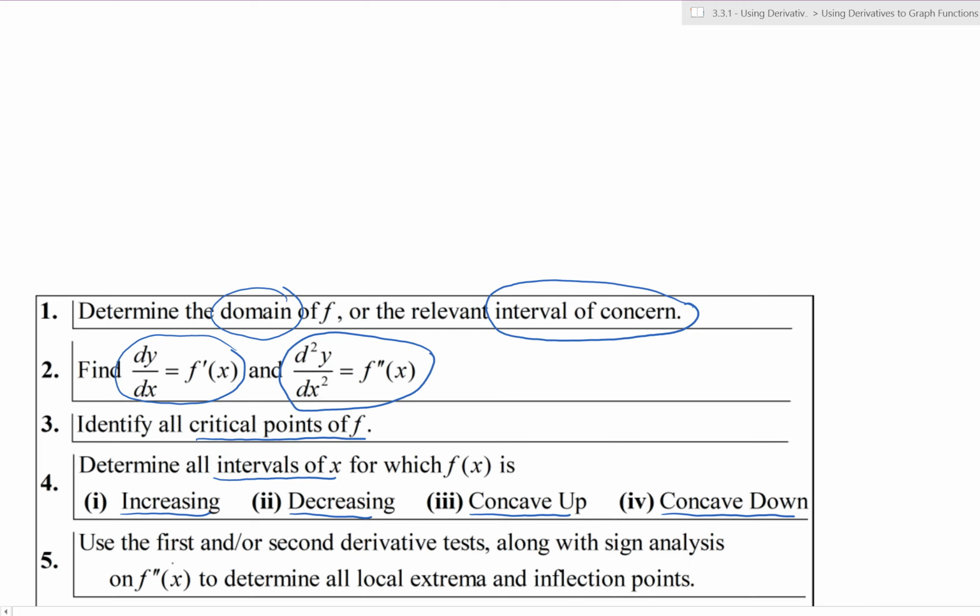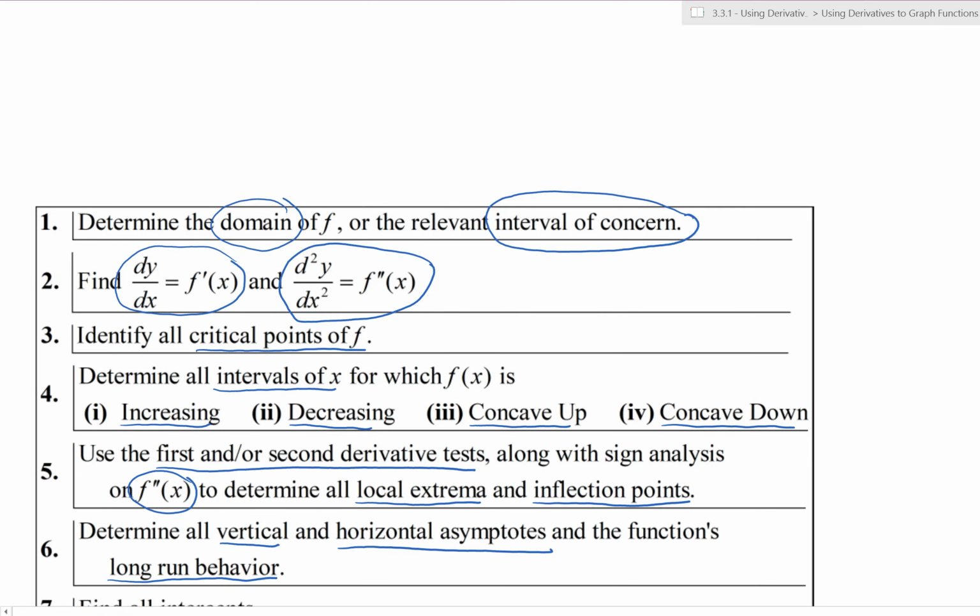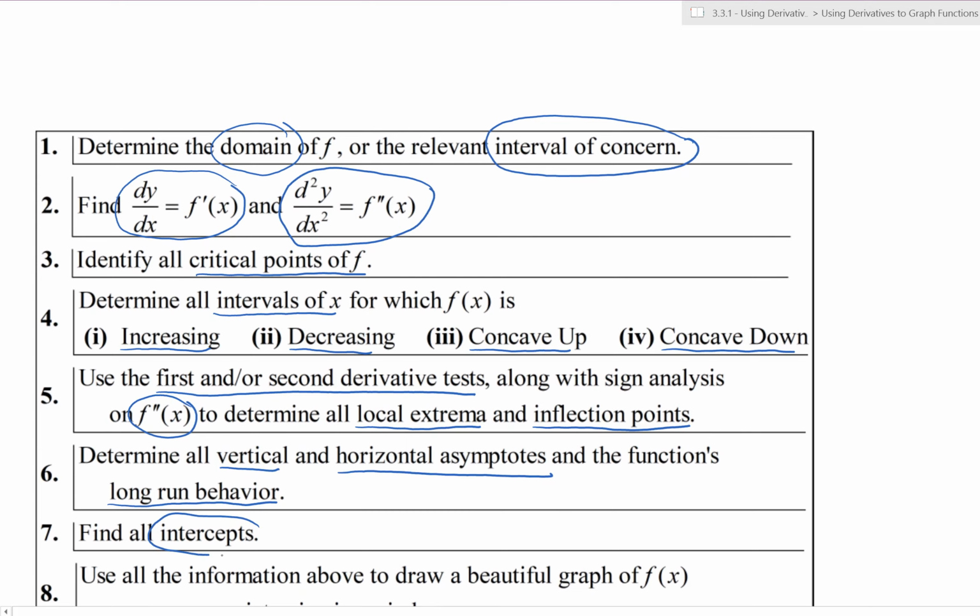Moreover, we can use the first and second derivative tests, accompanied with sign analysis on the second derivative, to figure out where all the local extrema of the function are and any possible inflection points. The function may or may not have asymptotes, but if it does, we want to figure out if there are any horizontal or vertical asymptotes. And if there are no horizontal asymptotes, in general, what's the long-run behavior of the function? We could also go ahead and find all the horizontal and vertical intercepts.